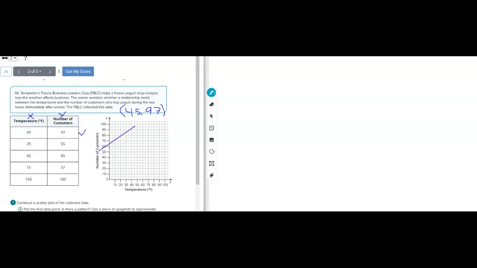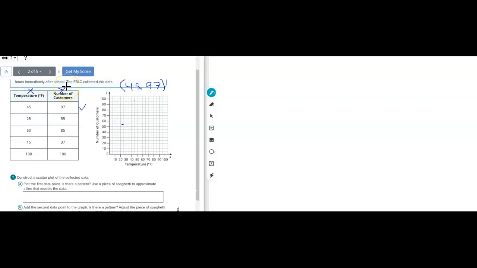We don't have enough data to say where the line would be. So now we're going to plot a second point. We're going to plot this point, 25, 55. So 25 is right here, and then go up to 55. So here's the second point. Right? And we have a little bit more data now.